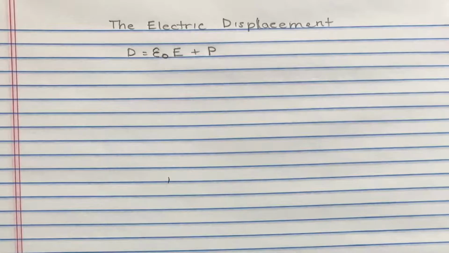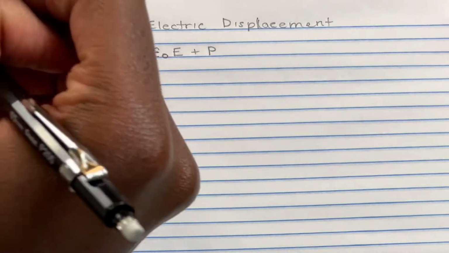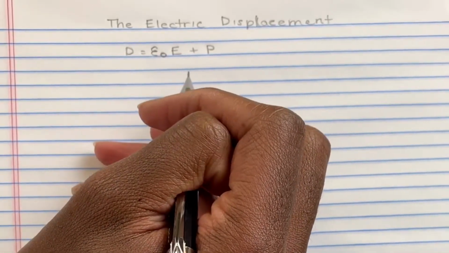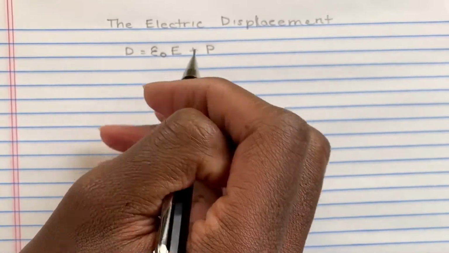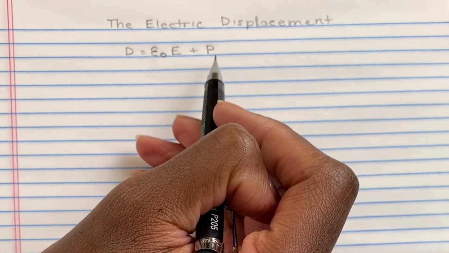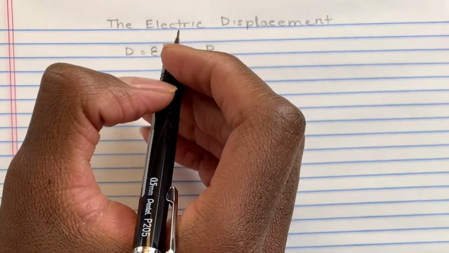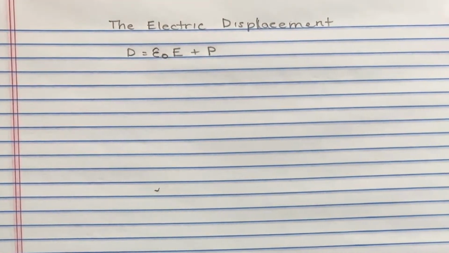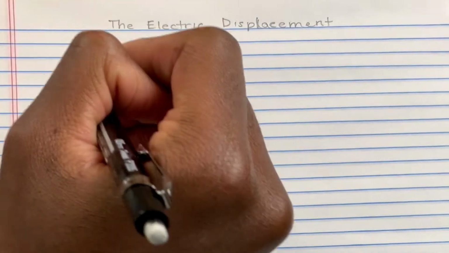In today's video we're going to derive the electric displacement in terms of Gauss's law within a dielectric medium. Now in physics, the electric displacement field is denoted by the letter D, with epsilon naught being the permittivity of free space, E the electric field, and P the polarization density. Now it's a vector that appears within Maxwell's equation. So without further ado, let's go ahead and get started.